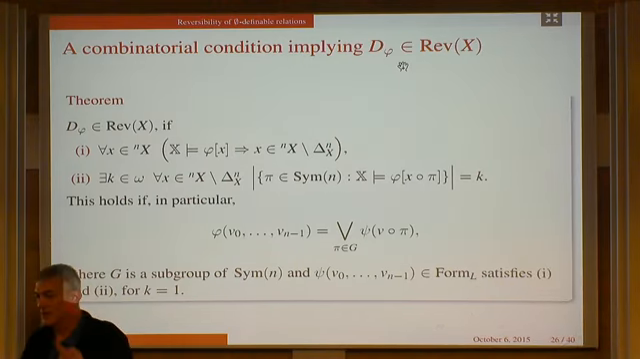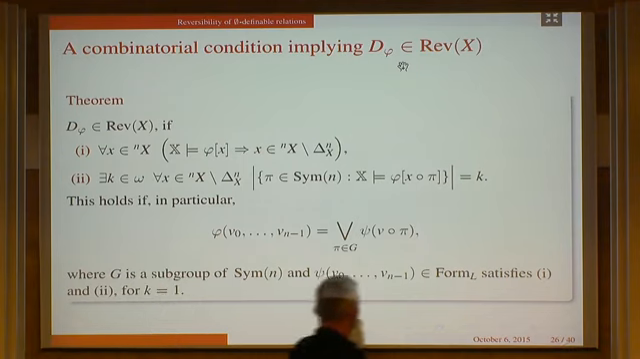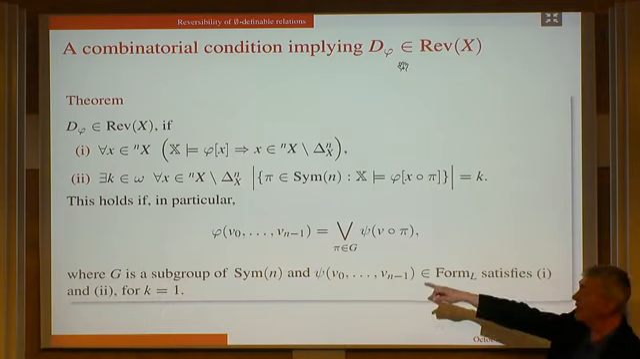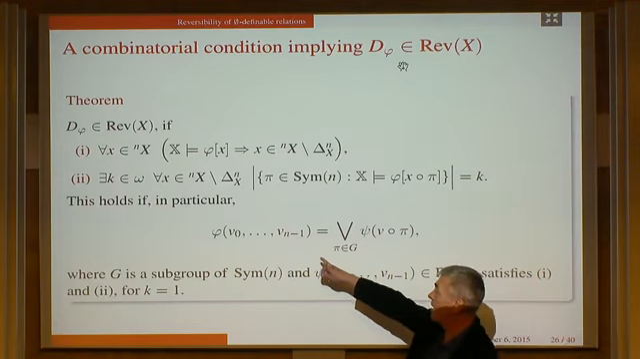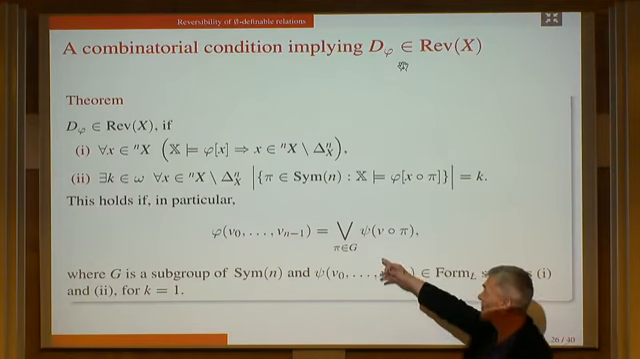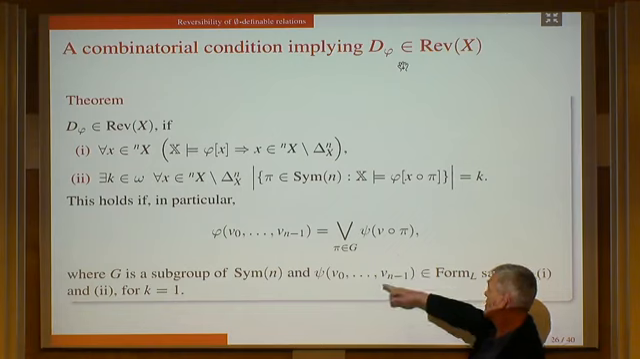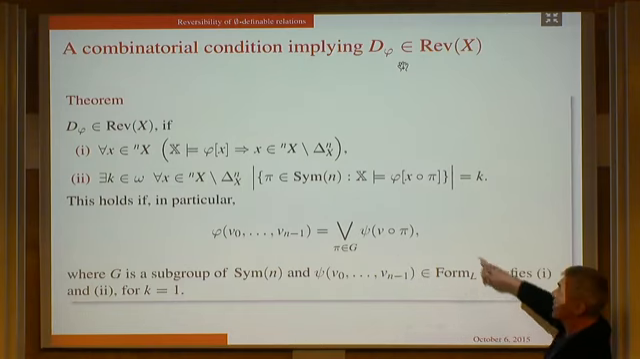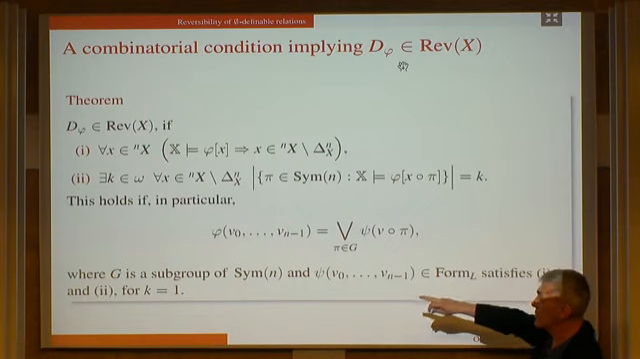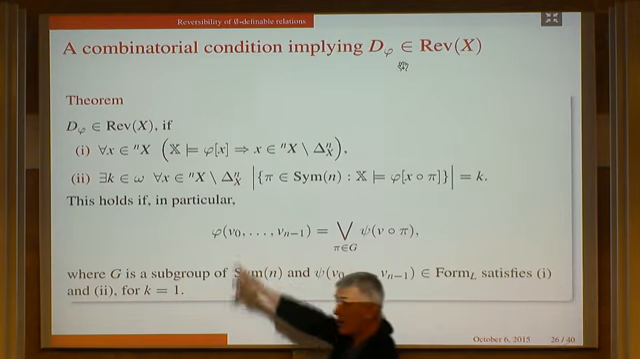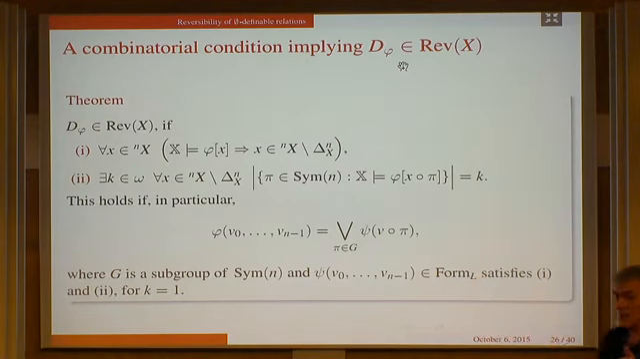This is geometry, in fact, some kind of that. In particular, suppose our formula phi satisfies the first condition and the second condition for k equals 1. So there is only one permutation for all elements outside the diagonal: exactly one permutation which satisfies phi. Then we have reversibility.